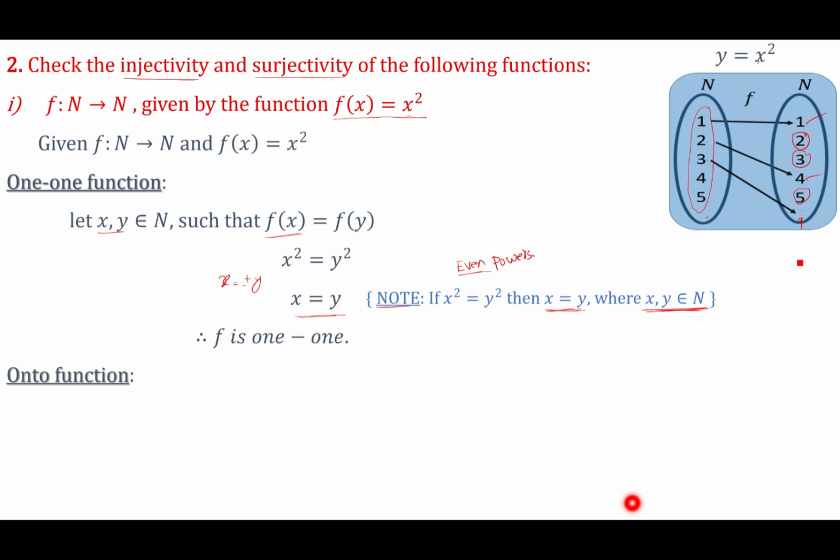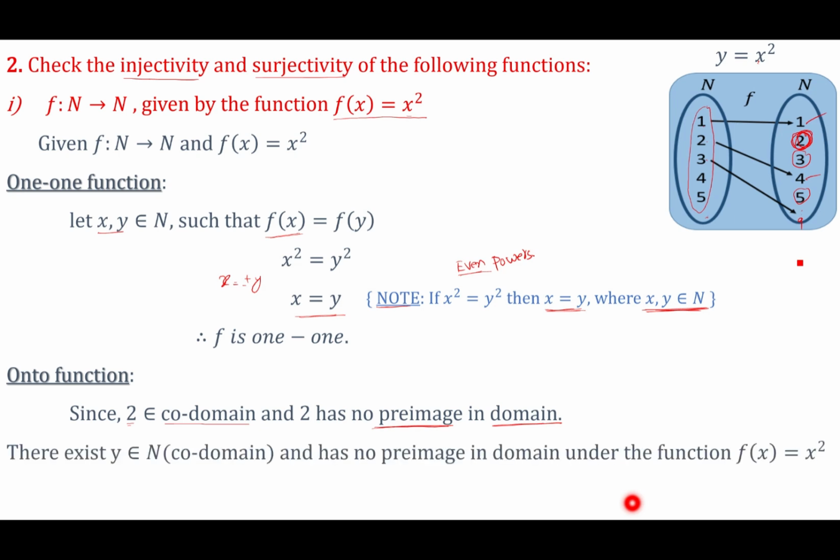Now check for onto function. Based on the figure, you can see that 2 belongs to the codomain and 2 has no pre-image in the domain, so this is not an onto function. A general sentence you will write like this: there exists y belongs to N, which is the codomain, and has no pre-image in the domain, under the function f of x is equal to x squared. So the given function is not an onto function.